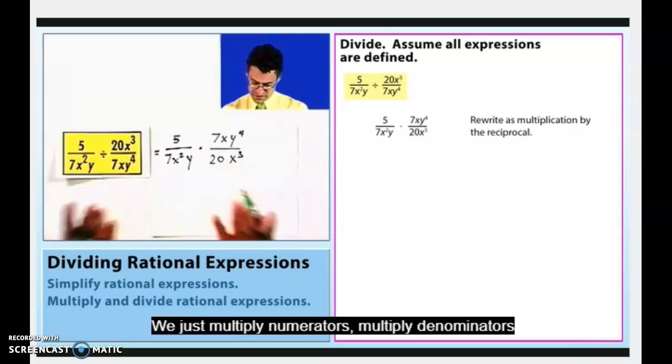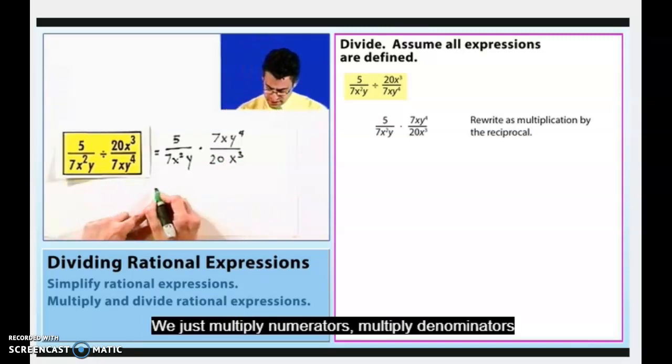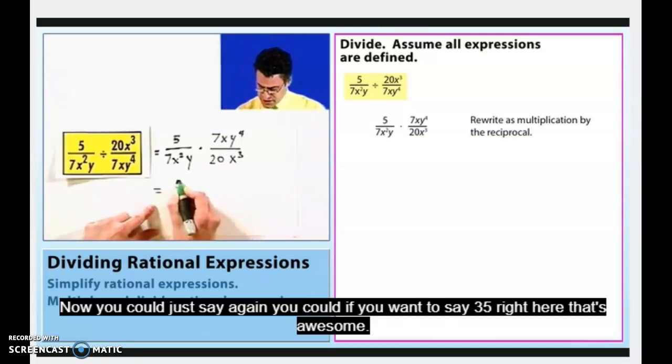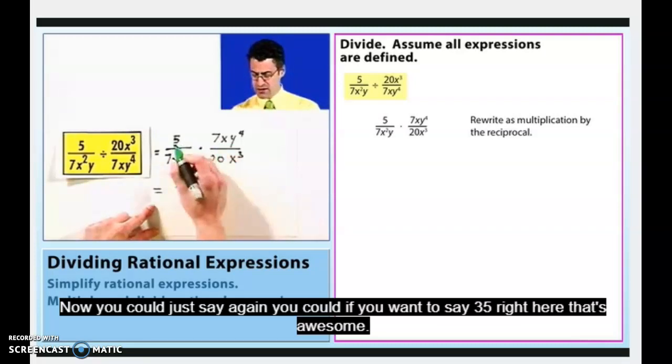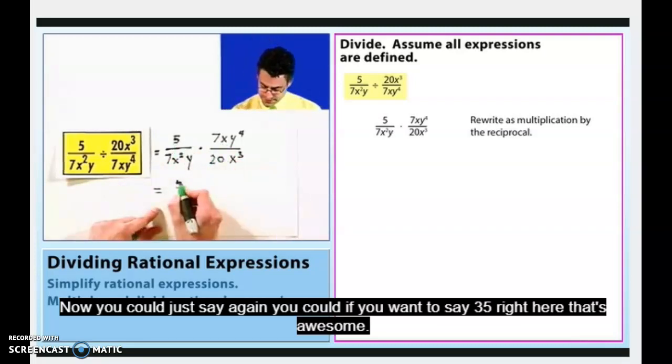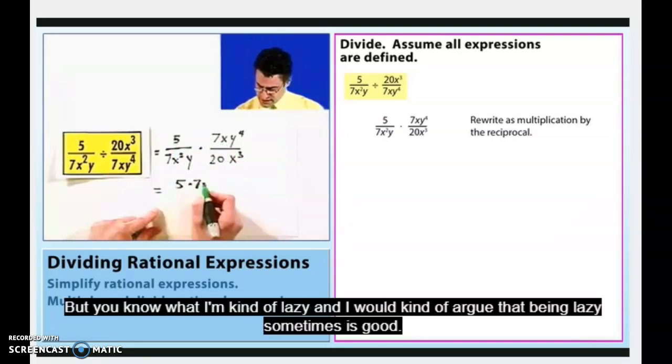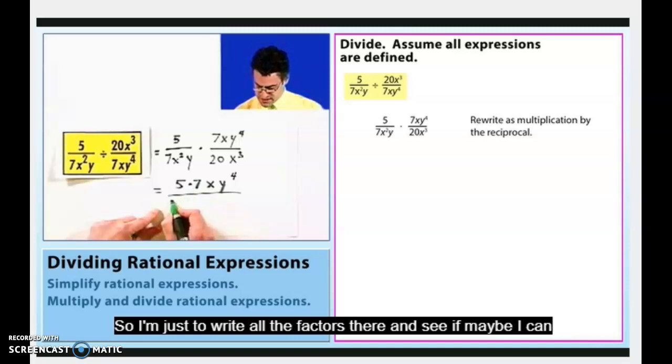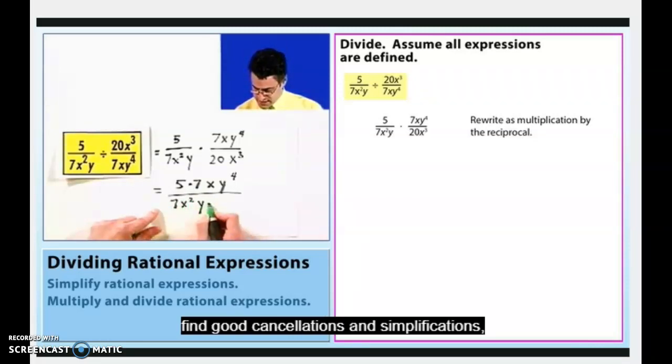Now, how do we multiply? We just multiply numerators, multiply denominators, and then hope for the best. Now, you could just say, again, if you want to say 35 right here, that's awesome. But you know what? I'm kind of lazy, and I kind of argue that being lazy sometimes is good. So I'm just going to write all the factors there, and then see if maybe I can find good cancellations and simplifications later in life.